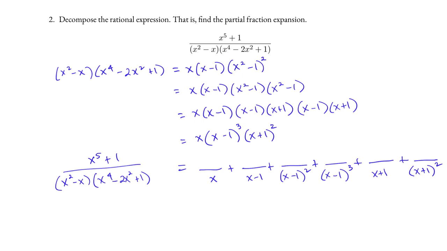x is linear, so we only need a coefficient in the numerator. x minus 1 is linear. x minus 1 squared has linear factors, so we only need a coefficient in the numerator. x minus 1 cubed has linear factors. x plus 1 is linear, and x plus 1 squared has linear factor x plus 1. Thus, this is the setup for the partial fraction decomposition.